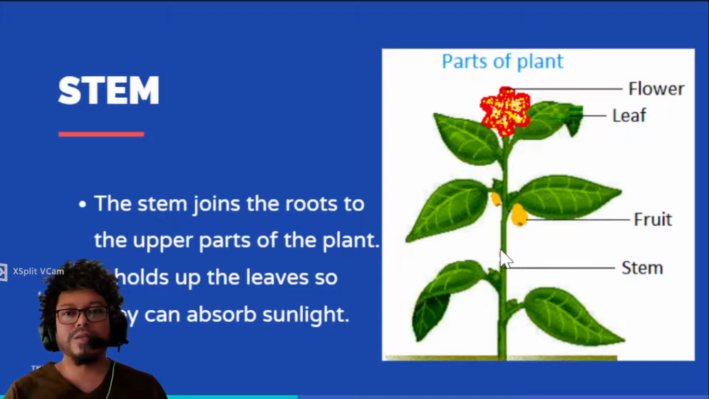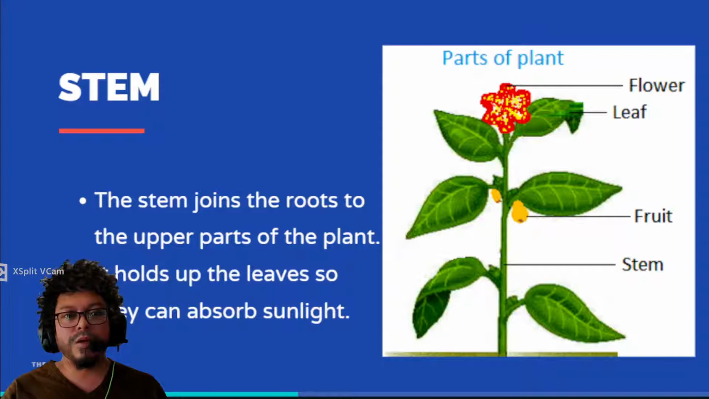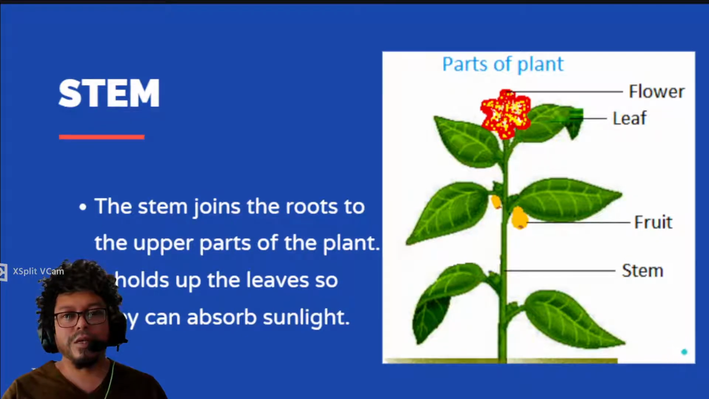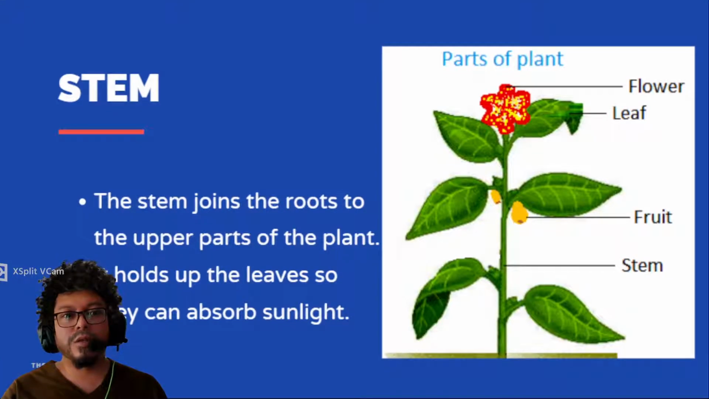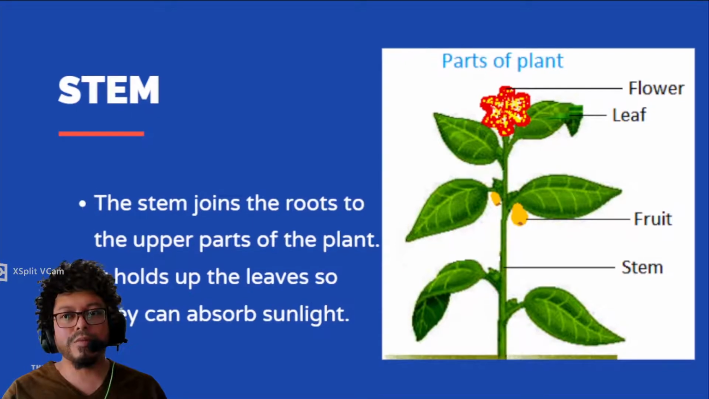Okay, let's talk about the stem. The stem joins the root to the upper part of the plant. From the root, bawah ni ada root, so ia sambung atas like this. So the stem joins the root to the upper parts of the plant. Also, its function is it holds up the leaves so they can absorb sunlight. What can absorb sunlight? The leaves can absorb sunlight. If the stem stands straight and holds up, the leaves can absorb sunlight.